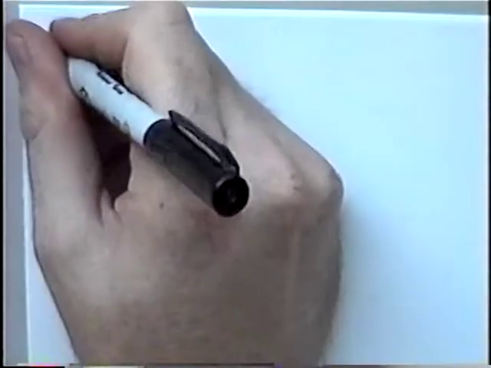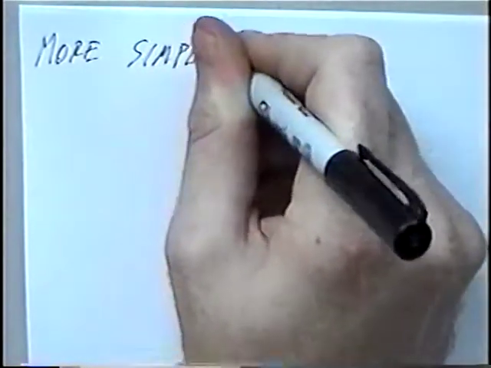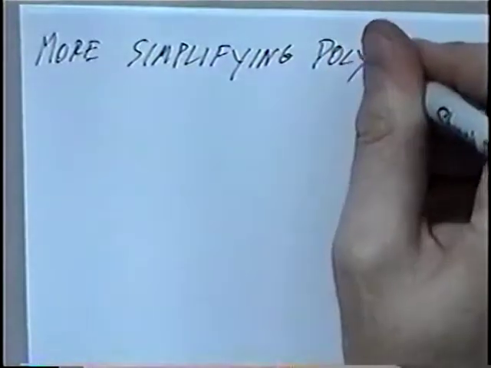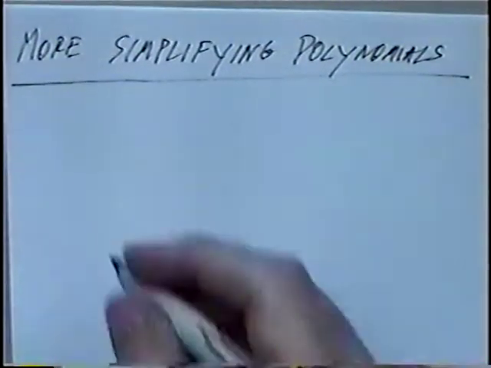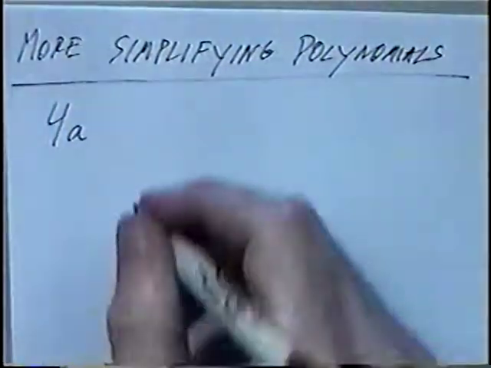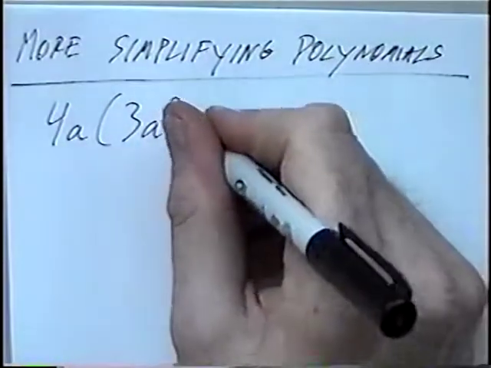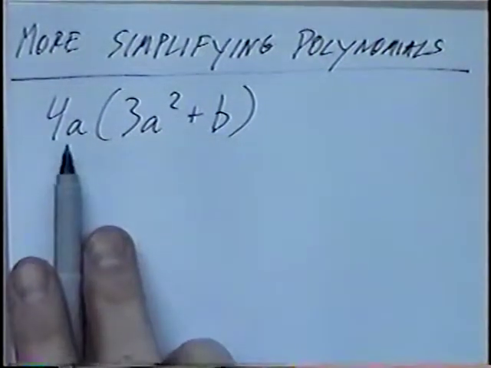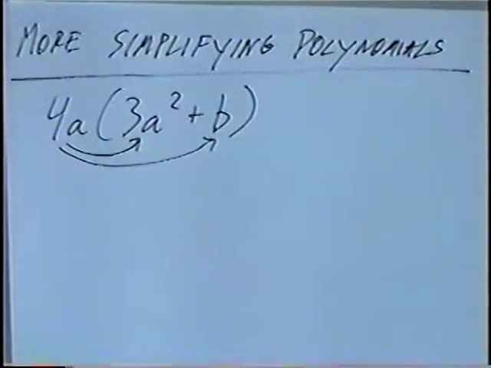Title of the last section today is More Simplifying Polynomials. First question is 4a times, in parentheses, 3a squared plus b. Simplifying this expression, the 4a, we can use distributive property to multiply inside the parentheses.